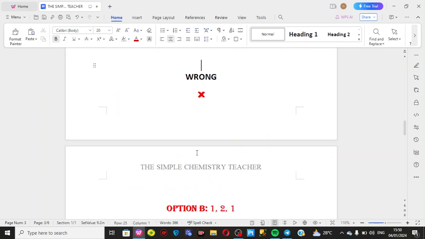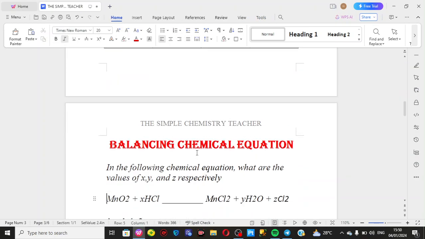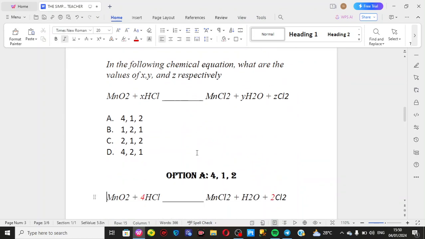Now let's go back to that question. Going back to that question, we now say, in the following chemical equation, what are the values of X, Y, and Z respectively? We can now say that the answer to this question, let me highlight it, the answer to this question is D. Option D is the right answer. That's the right answer for this question.